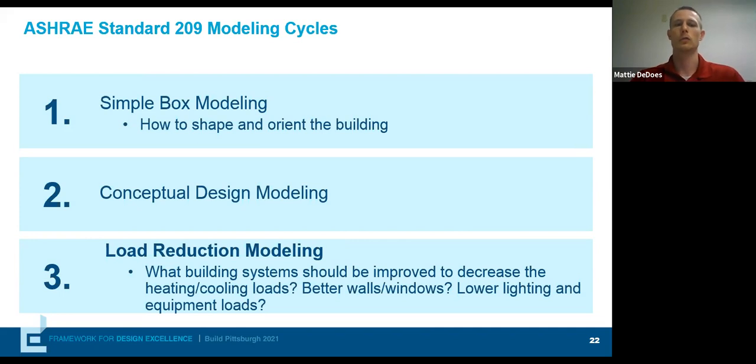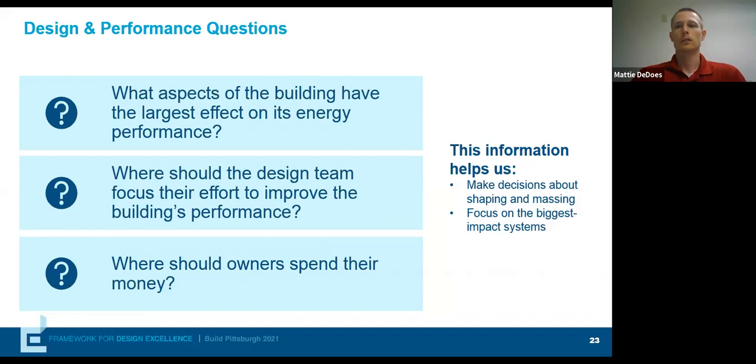But the reason load reduction is required is because it's one of the more powerful modeling cycles. And it's trying to answer this question of what building systems are going to give us the most bang for our buck in terms of energy performance. And how can we answer that early on in the design process? So during this early stage, we're going to try and answer that question. And then along with that, see where the design team should focus their effort and where the owner should spend their money. Because we don't want to spend a lot of time or budget researching or buying a product that's not really going to provide us a lot of energy savings.